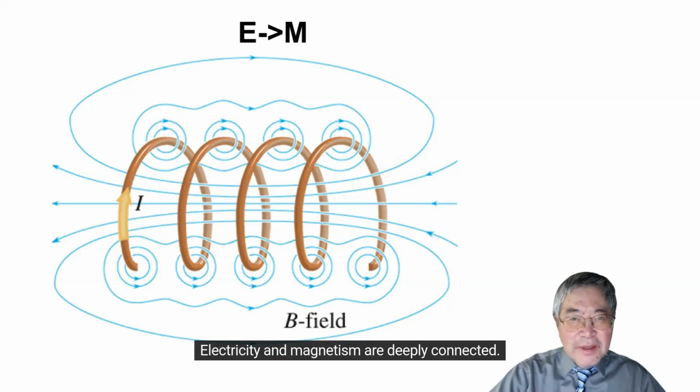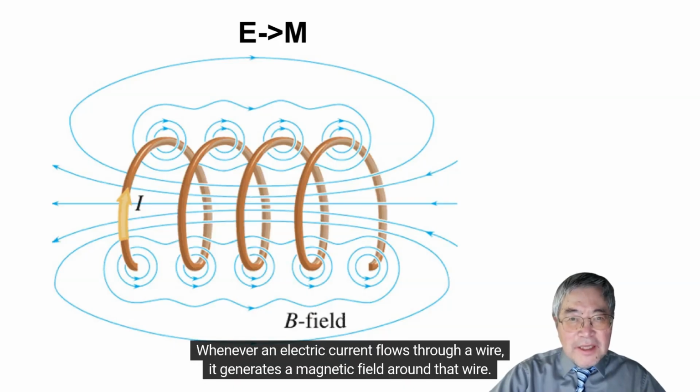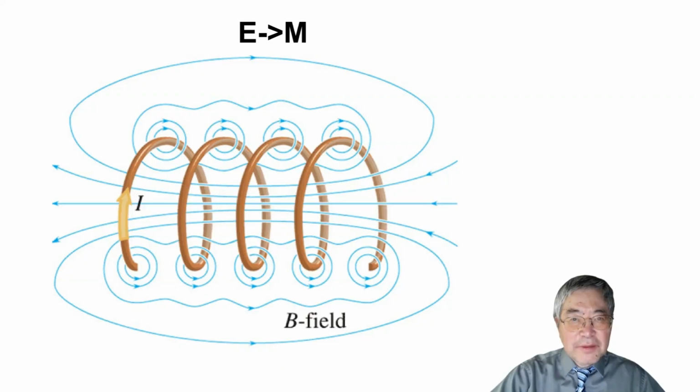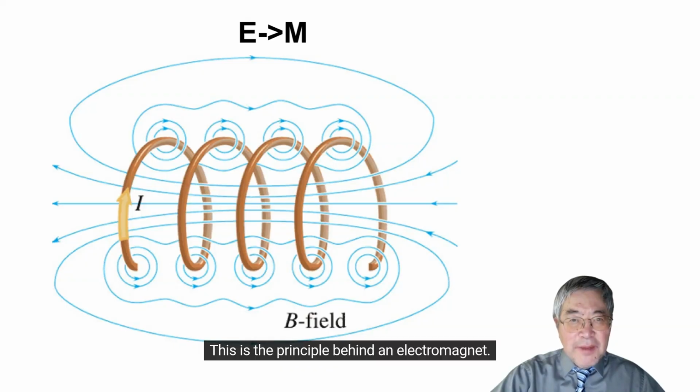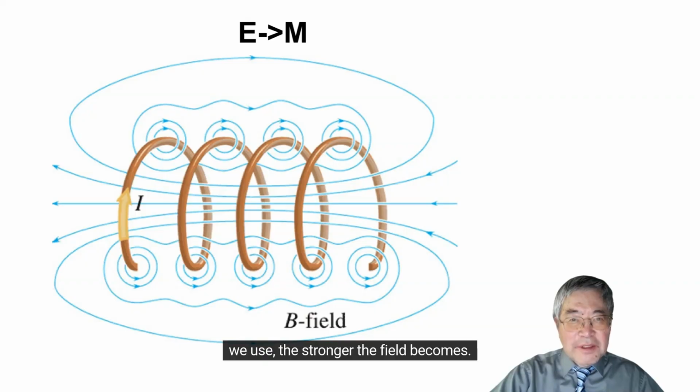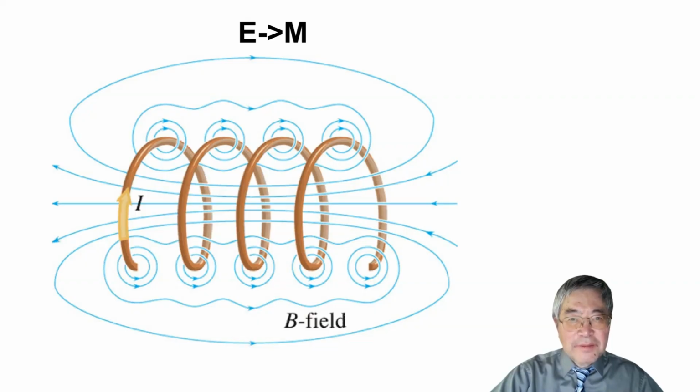Electricity and magnetism are deeply connected. Whenever an electric current flows through a wire, it generates a magnetic field around that wire. If you coil the wire into loops, the magnetic fields from each loop add together, creating a much stronger overall magnetic field. This is the principle behind an electromagnet. By sending current through a coil, we can generate powerful magnetic fields, and the more loops of wire we use, the stronger the field becomes.